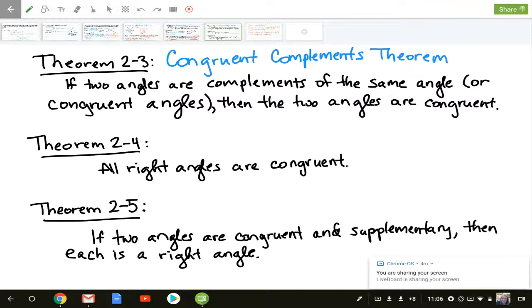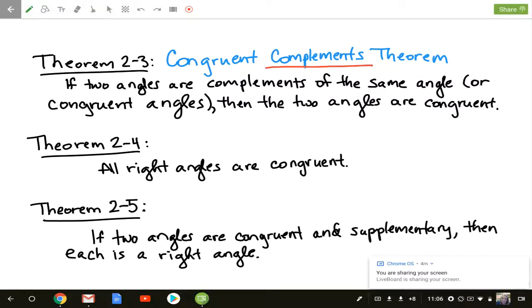Okay, so the last part of this section, we're just going to see three more theorems. Theorem 2.3 is called the congruent complements theorem. So here, it says if two angles are complements of the same angle or congruent angles, then the two angles are congruent. This is almost the same as the congruent supplements theorem, except this time we're talking about complements.